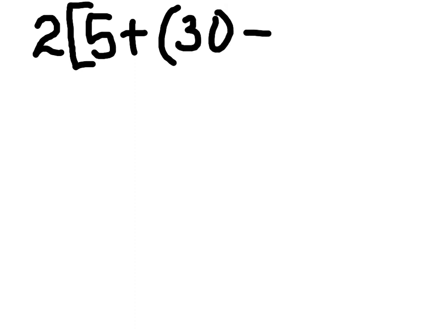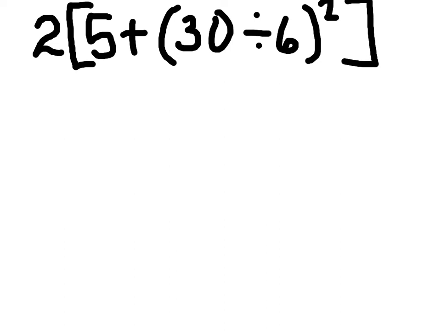So now let's really get a little more complex with grouping symbols. We could have an expression that's 2 open bracket 5 plus open paren 30 divided by 6 close paren to the square root of 2 and then close bracket. That's why I like to say grouping symbols instead of just parentheses, because once you use the parentheses, then the next set, when you compound them, you need to use a bracket. And then if you've used a bracket, then you would use a brace.